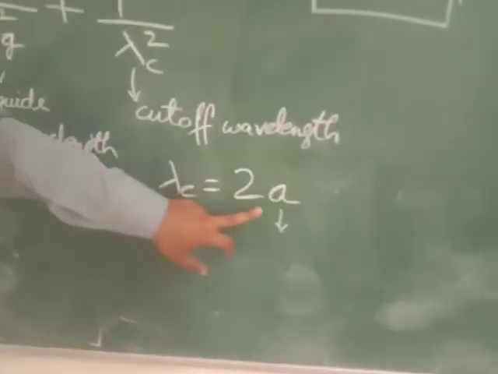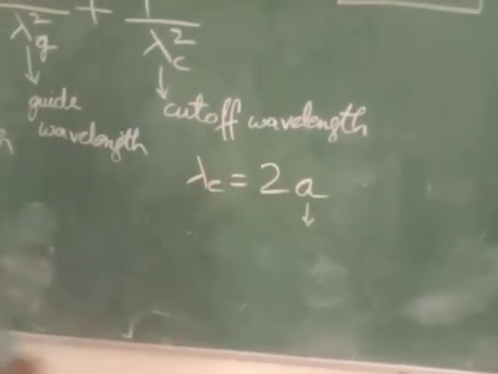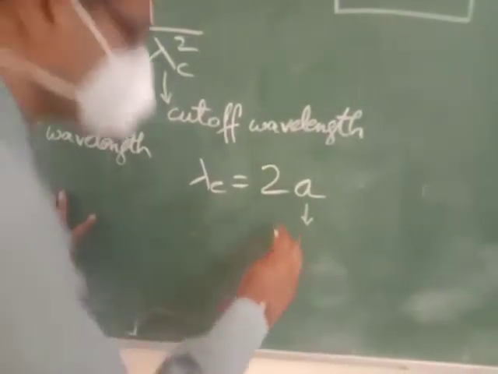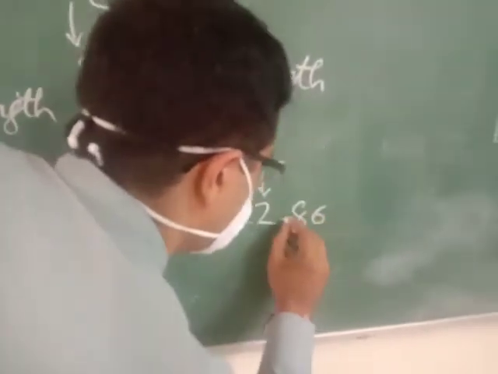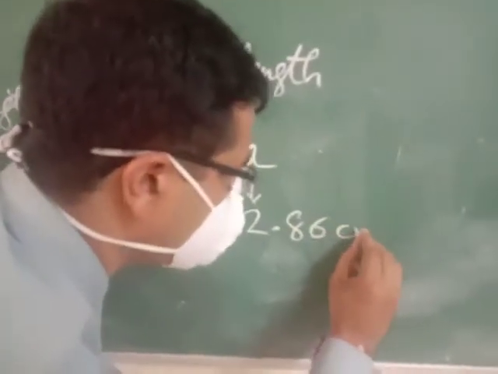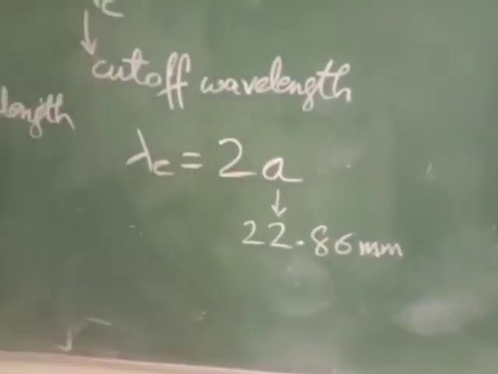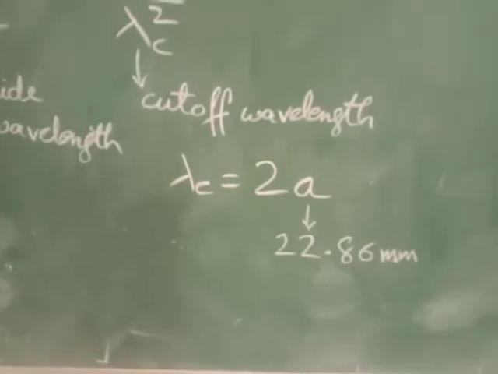The rectangular waveguide is of dimensions according to X band frequencies, that is from 8.2 GHz to 12.4 GHz. In this case, the value of a is 22.86 millimeter, or we can say 2.286 centimeter.